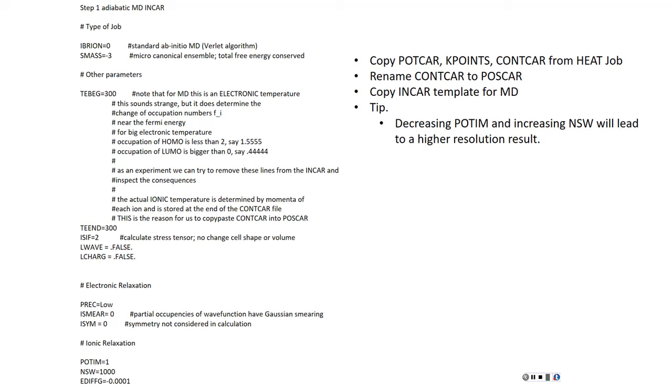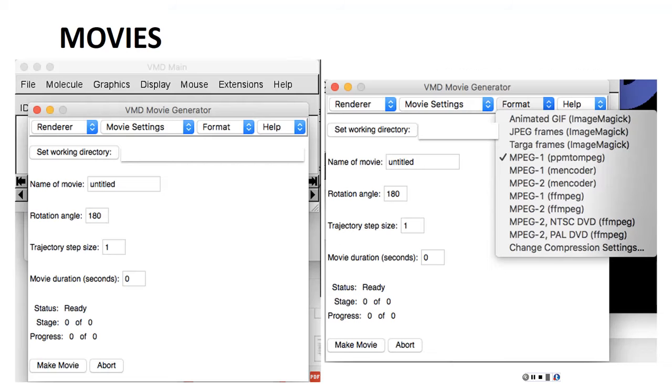So for your temperature, you just want to basically use the same settings you use for your heating job. After that, when you want to make a movie, just grab a software such as VMD. Whenever you go to the movie generator in there, just select your settings and how you want it to rotate or keep it in one view.